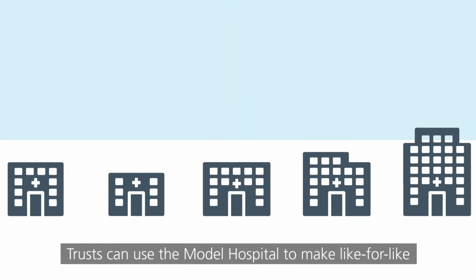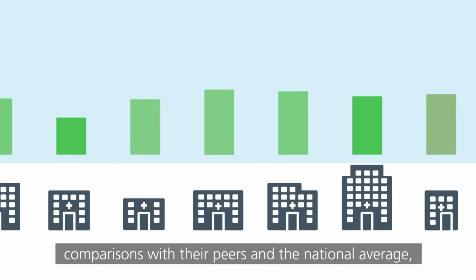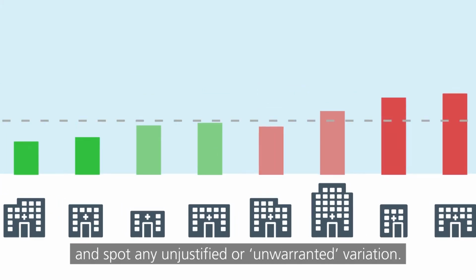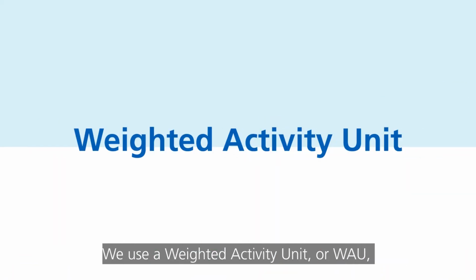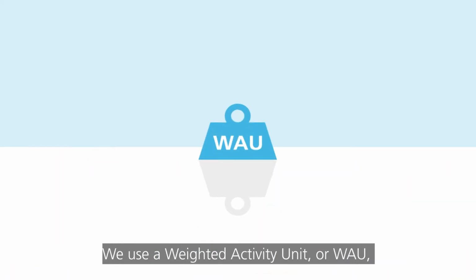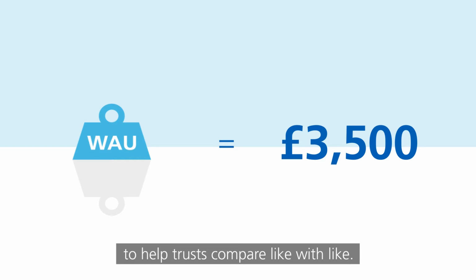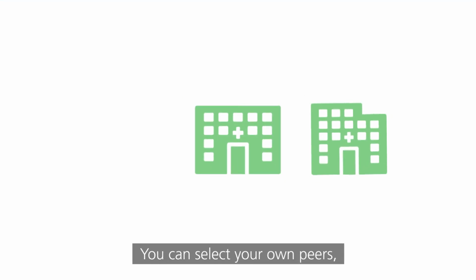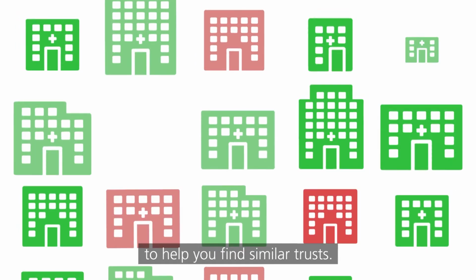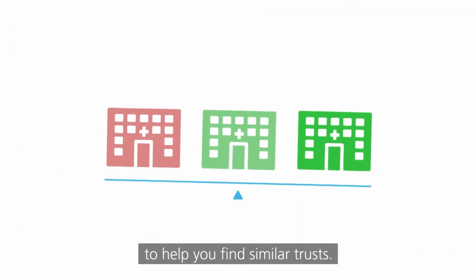Trusts can use the Model Hospital to make like-for-like comparisons with their peers and the national average and spot any unjustified or unwarranted variation. We use a weighted activity unit, or WAU, to help trusts compare like with like. You can select your own peers or use our default peer lists to help you find similar trusts.